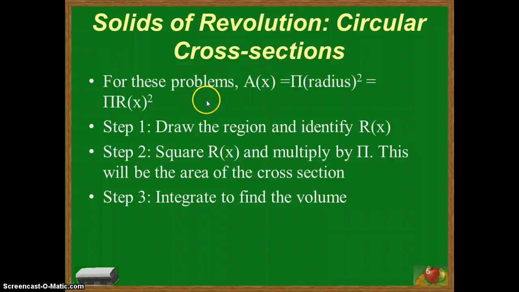For these types of problems, A of x, because that's the area of the cross-section, would be pi times the radius squared. We're going to define that radius in terms of x, so some function r of x, squared. Step 1, draw the region and identify what r of x is. You should identify the upper and lower bounds of your integration. Square r of x, why? Because pi r squared is the area, and multiply by pi. This will be the area of the cross-section. When we integrate it, we're basically adding up all the volumes of those individual cylinders, if you will, to find the total volume.